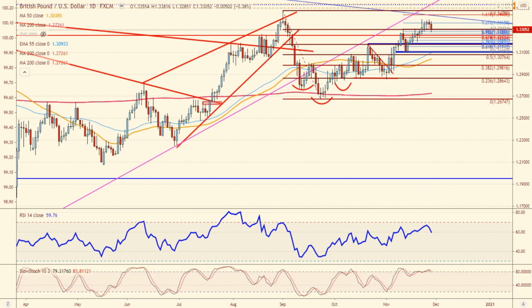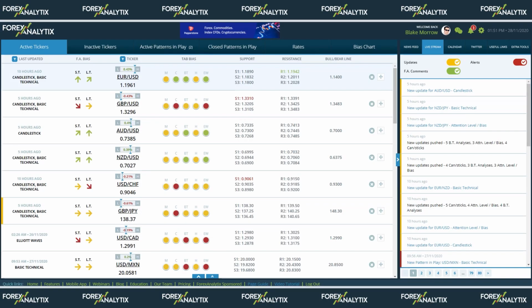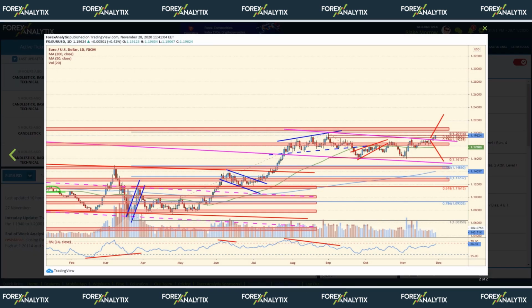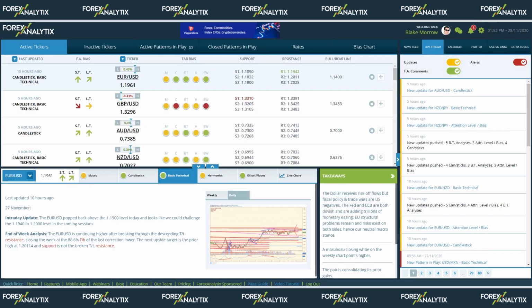One of the things I do want to point out, I haven't used a lot of the charts from Forex Analytics. That's because updates are being made throughout the course of the weekend, so not all of the analysis has been done for these particular currencies. I didn't want to go through all the charts, but just remember all of your charts and all of your analysis is being updated throughout the weekend, especially the basic technical analysis and the candlestick analysis.